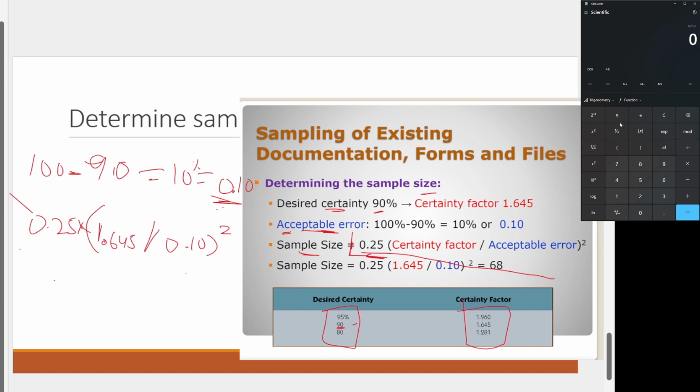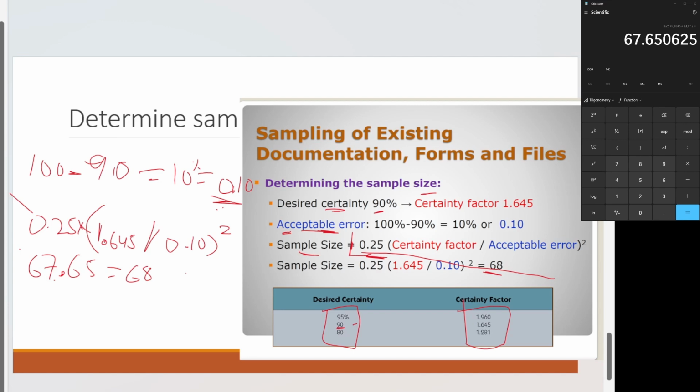Power of 2. Okay, to calculate it again, 0.25 multiply by, open the brackets, 1.645 divided by 0.10, power of 2. This will give us 67.65, which rounded off can be 68, which is our final answer.